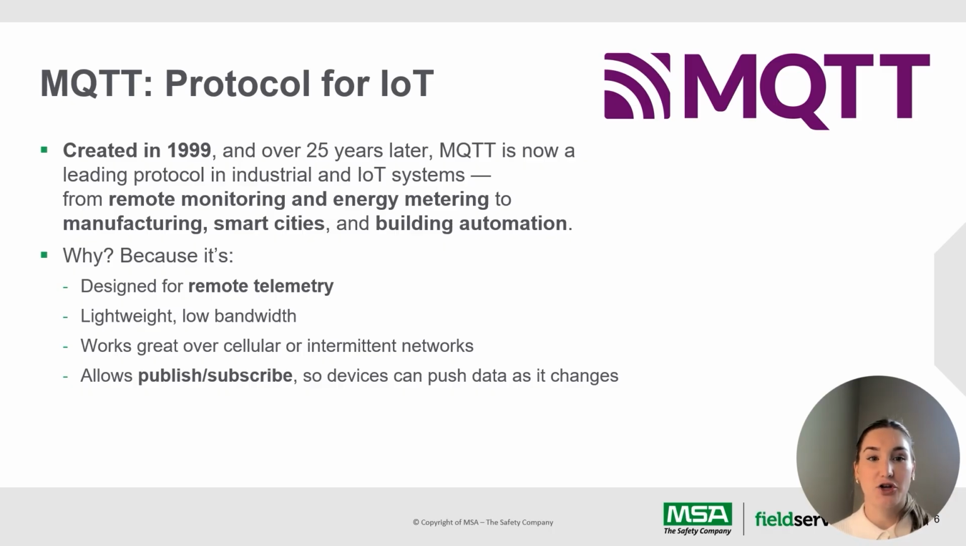MQTT stands for Message Queuing Telemetry Transport, and it was created in 1999 by Andy Stanford-Clark of IBM and Arlen Nipper of Arcom, which is now Eurotech. Their goal was to design a communication protocol that worked reliably over low bandwidth, high latency, or unreliable networks, like those found in remote oil field telemetry. They based it on the publish-subscribe model, which is highly efficient. Instead of devices polling for updates like Modbus, they subscribe to topics and receive only the relevant messages.